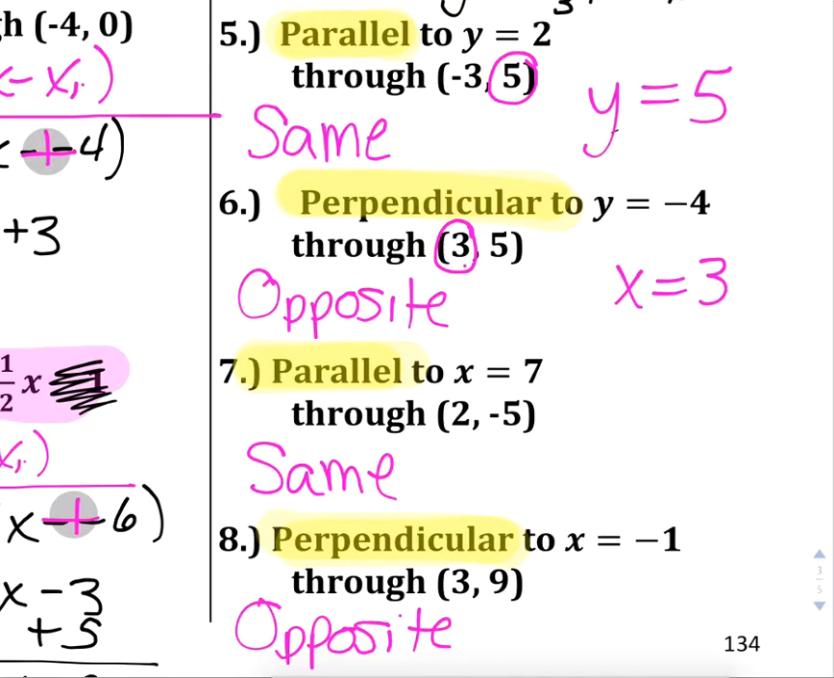Number 7, I want to be parallel to an x equals 7. That means I want to use the same kind, a same as an x equals. My x is 2. So my answer is x equals 2. Problem number 8, I want to be perpendicular to an x equals negative 1. So my equation isn't going to be x, it's going to be a y equals. And what does my y equal? Well, my y equals 9.